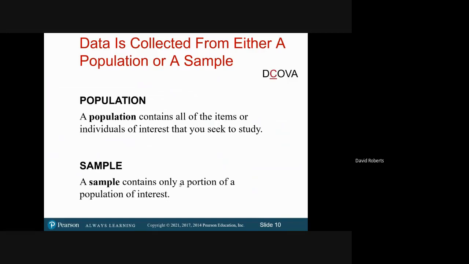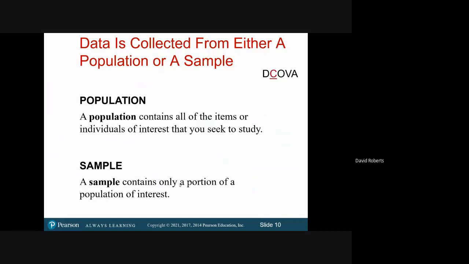A population is discrete, and a population contains all the items. So all the people: the population of Calgary, the population of Alberta, the population of Canada, the population of the world, things along this line. And a sample is a subset.